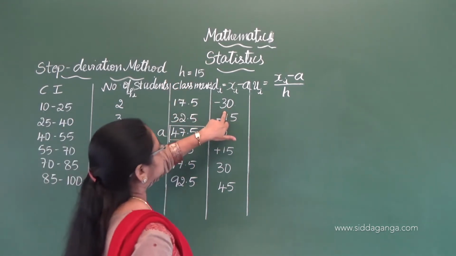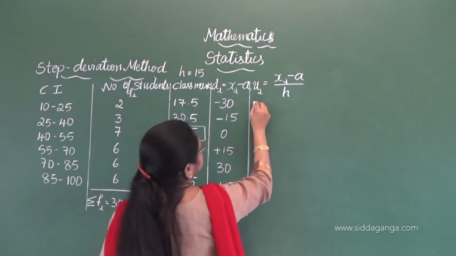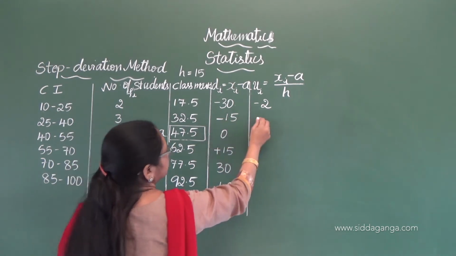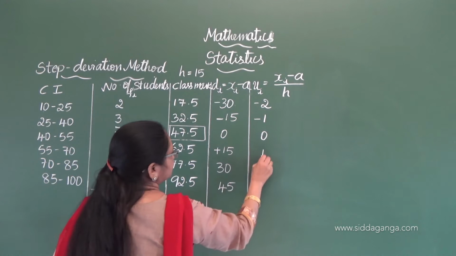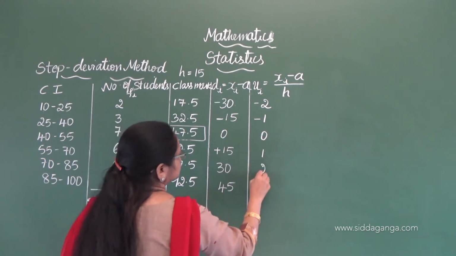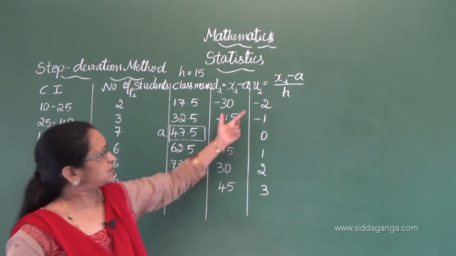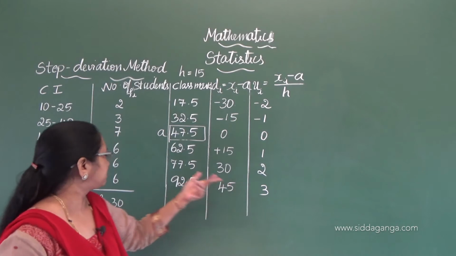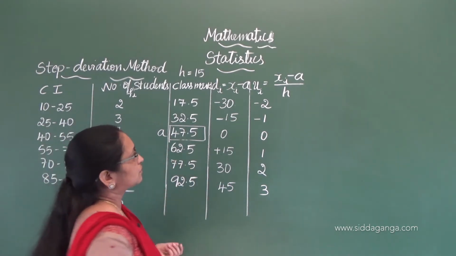Now here, this divided by 15, what will you get? Minus 2. Then this divided by 15, minus 1. Divided by 15, 0. Divided by 15, 1. Divided by 15, 2. Divided by 15, 3. See, now it has become very simple, and you can multiply easily with fi, correct? Do you agree? Okay.